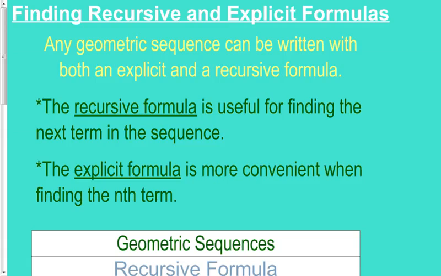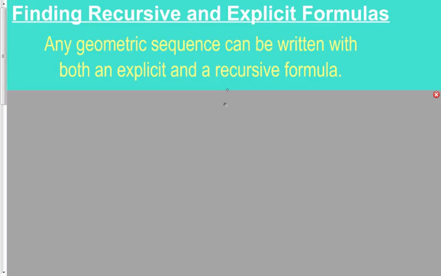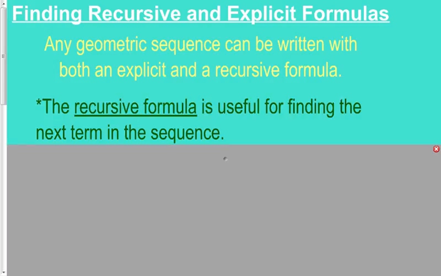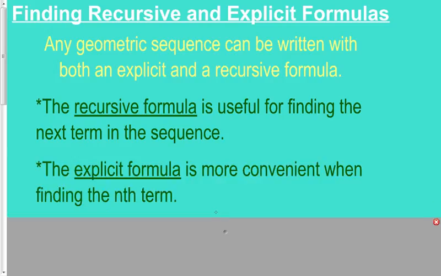So, let's move on to finding recursive or explicit formulas. Now, we're going to focus more on the explicit formula for geometric sequences, but I want to show you the recursive formula as well. So any geometric sequence can be written with both an explicit and a recursive formula. The recursive formula is useful for finding the next term. The explicit formula is for finding the nth term, which would be any term, whatever number term you want. So you could find the next one, or you could find any one. This is the one that I like better.